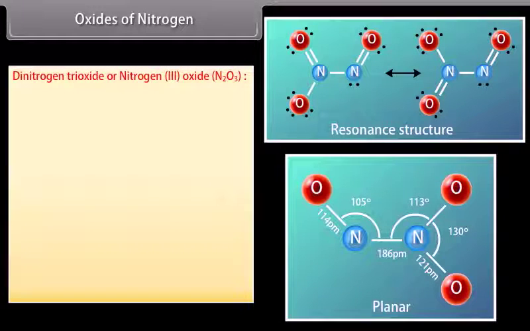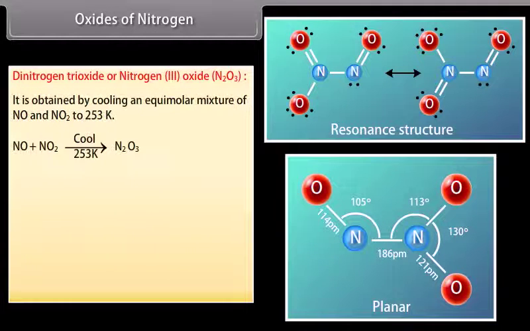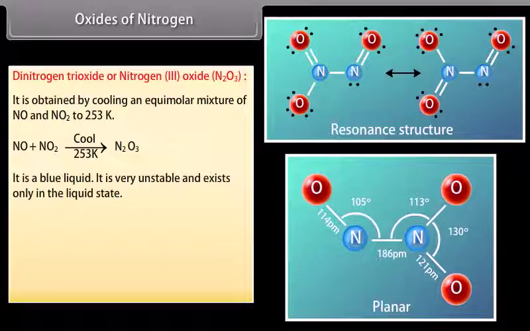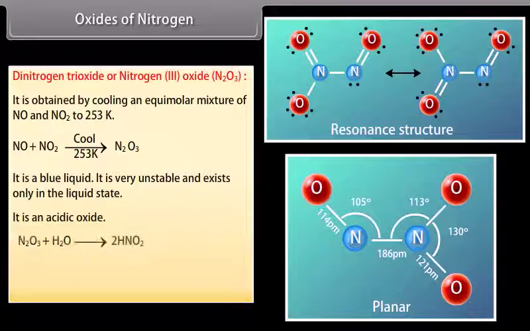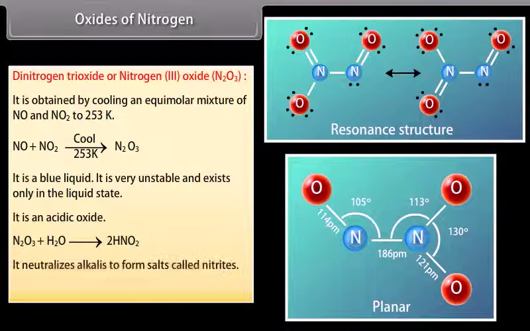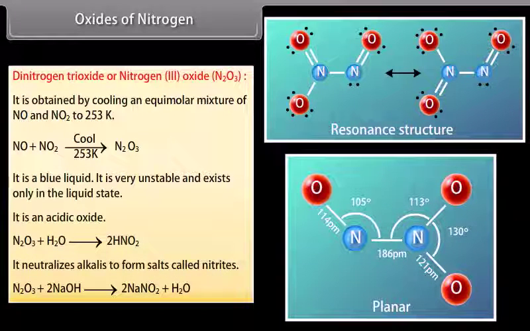Dinitrogen trioxide, or nitrogen(III) oxide. It is obtained by cooling an equimolar mixture of NO and NO2 to 253 Kelvin. It is a blue liquid. It is very unstable and exists only in the liquid state. It is an acidic oxide. It neutralizes alkalis to form salts called nitrites.